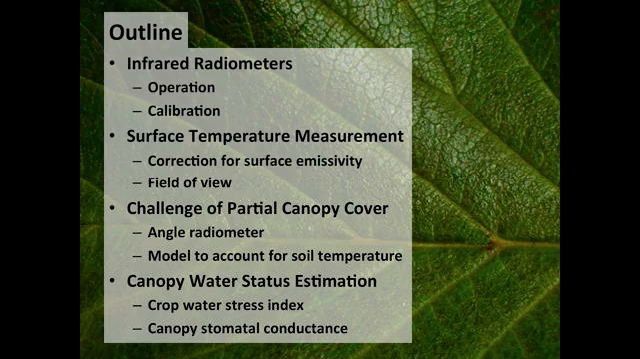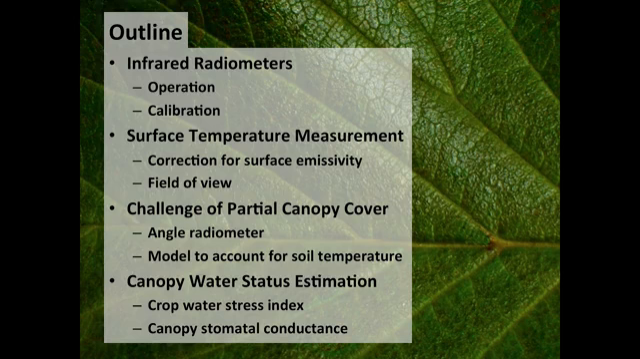This slide provides a brief outline of where the presentation's going. First I'll talk about infrared radiometers, their operation and calibration, and then surface temperature measurement, specifically correcting for surface emissivity and field of view. I'll also deal with the challenge of partial canopy cover. The two methods I'll talk about to handle that are angling radiometers and then a model to account for soil temperature. And then finally we'll get to estimating canopy water status.